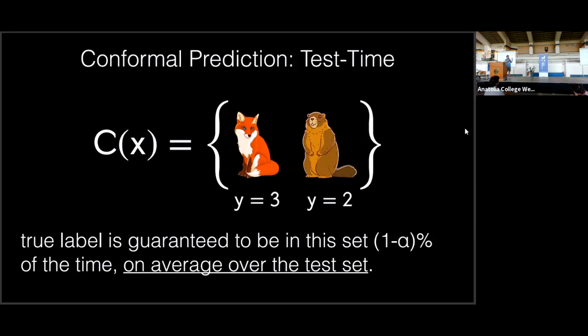So this is only good when you want to do uncertainty quantification on a per data point basis. This is not that good because it's only guaranteed to hold over a bunch of data points. But note, this is still a much stronger guarantee than you would get by just training a model and looking at the softmax scores, right? You have no guarantee there.